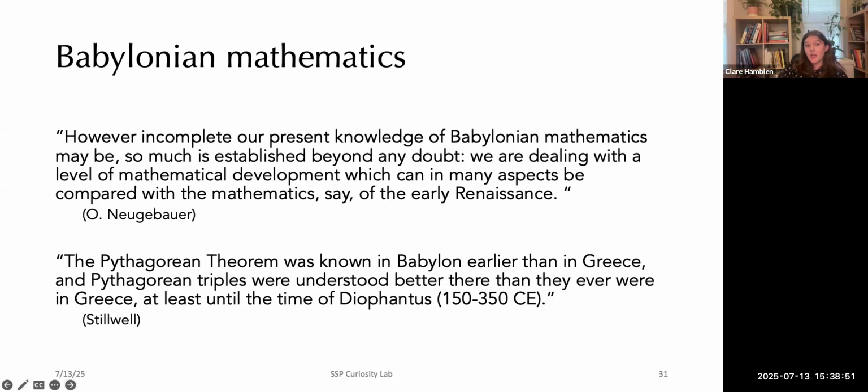early Renaissance. And then from Stillwell: the Pythagorean theorem was known in Babylon not only earlier, but understood better in Babylon than it ever was in Greece, at least until Diophantus. Diophantus, in the period of 150 to 350 CE, is almost, depending on where you count from, 700 years after Pythagoras. So this question of who was first can be answered, but also, there's this question of what mathematics did they use. They used something very rich that may not have reappeared until much later in history.